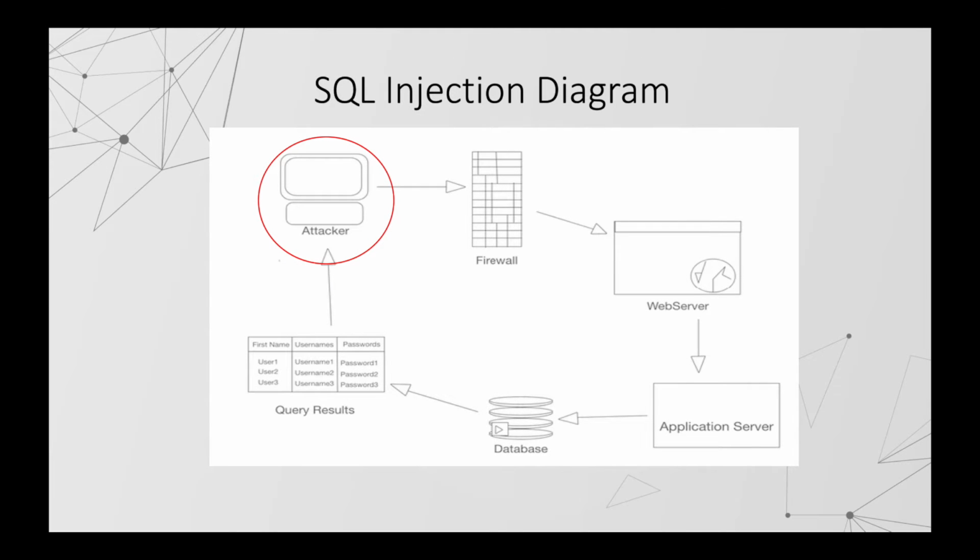A SQL injection attack initiates when the attacker injects a malicious SQL query in a web form. The query then proceeds towards the firewall where authorization takes place. Once the query is successfully authorized, it is then sent to the web server and application server for further evaluation. This is where authentication happens. Once the query passes all these processes, the query is then executed in the database and the desired results are retrieved.